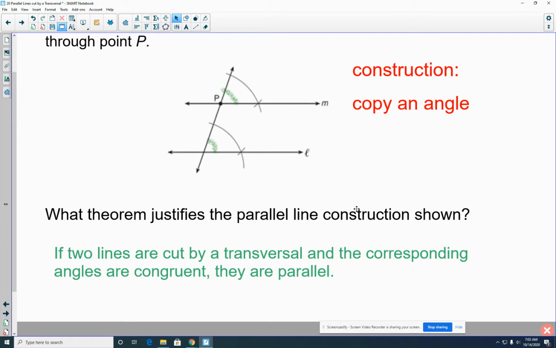Okay, so that really does finish up the first day of parallel lines. If you're taking anything away from today, it's that we talked about alternate interior, alternate exterior, and corresponding angles. And all those relationships, when those angles are congruent, the lines are parallel, and vice versa. If we have parallel lines, those angle relationships hold true.